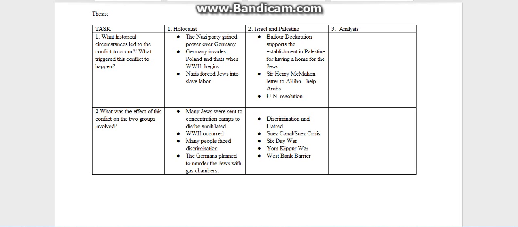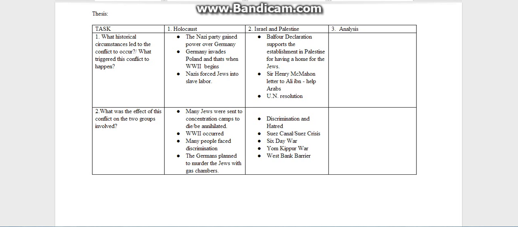Okay, so in order to create a very well written thematic essay, first we have to figure out how to connect both events that you choose and analyze it to make a relevant thesis. So the task is what historical circumstances led to the conflict to occur and what triggered this conflict to happen.